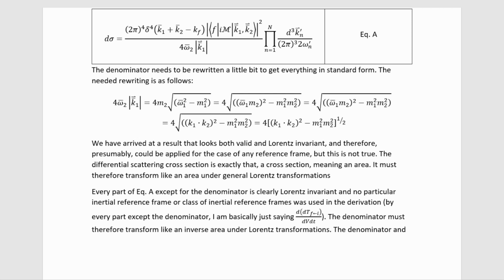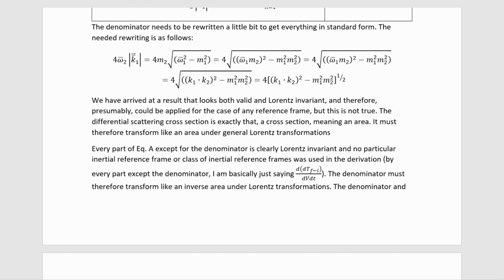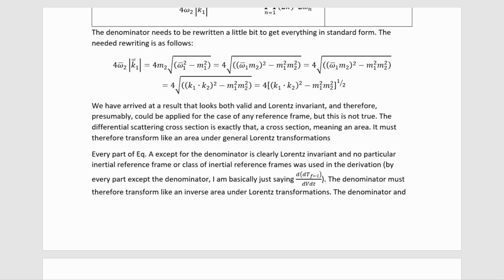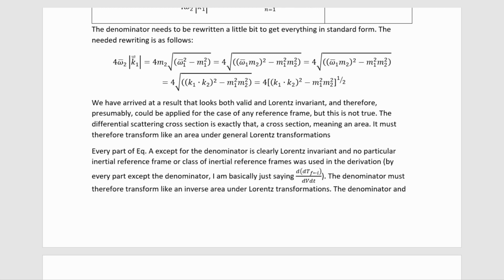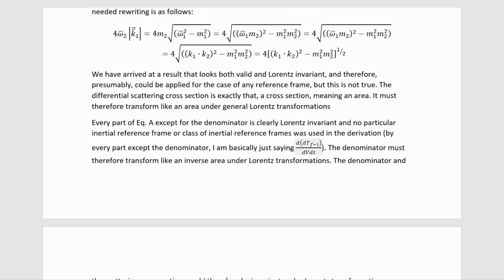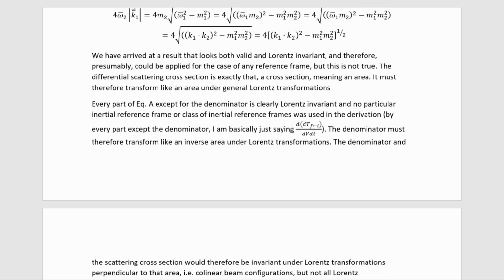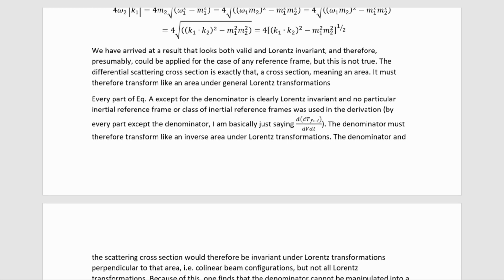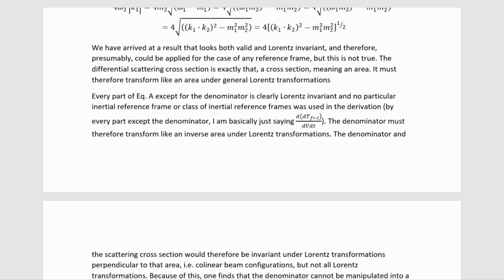The differential scattering cross-section is exactly that, a cross-section, meaning an area. It must therefore transform like an area under general Lorentz transformations. Every part of equation A except for the denominator is clearly Lorentz invariant, and no particular inertial reference frame or class of inertial reference frames is used in the derivation. By every part except the denominator, I basically mean this quantity, the differential transition rate per unit volume. The denominator must therefore transform like an inverse area under Lorentz transformations.